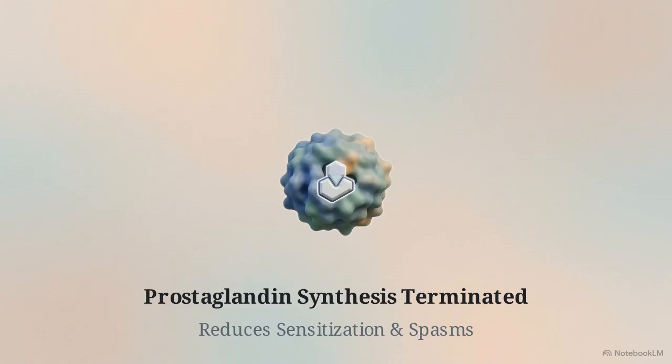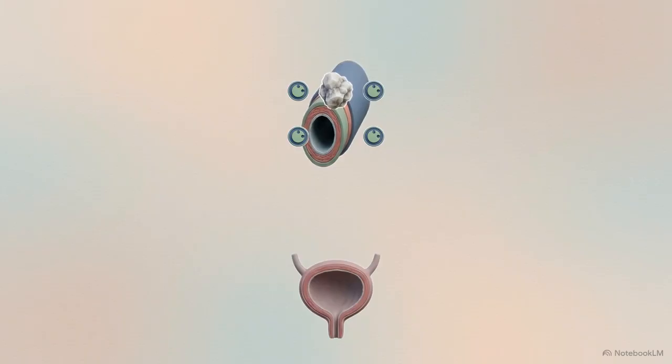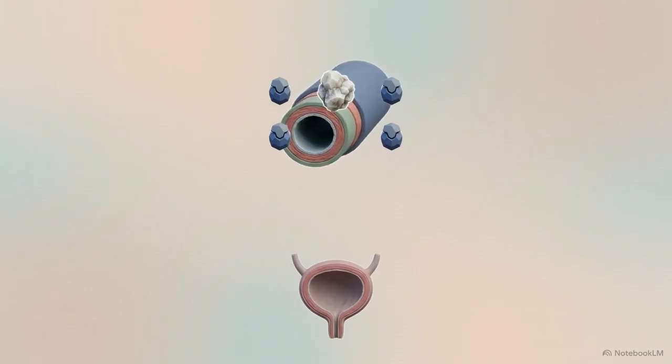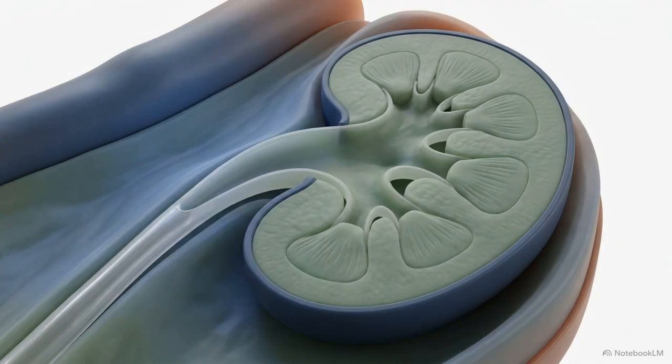The second arm of pharmacological treatment is medical expulsive therapy, utilizing a class of drugs known as alpha blockers. Alpha blockers antagonize the alpha-1 adrenergic receptors located densely in the distal third of the ureter. By blocking these receptors, the drug forces the smooth muscle to relax, widening the ureteral lumen and allowing the stone to pass without triggering aggressive spasms. Targeted medical management resolves localized inflammatory and spastic triggers at the source of the mechanical injury.